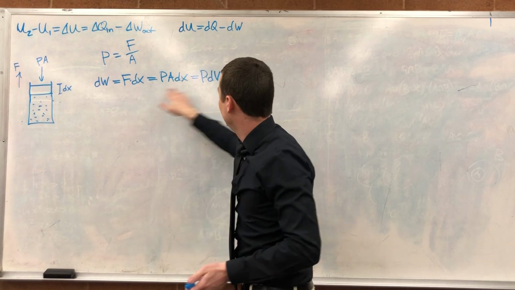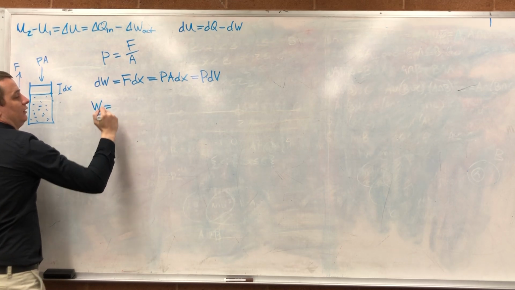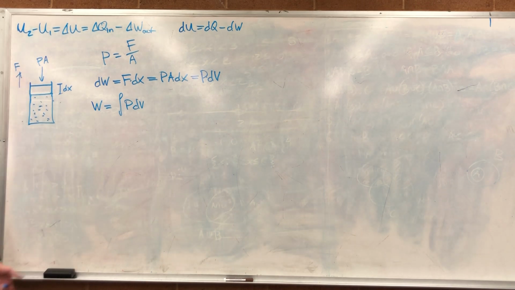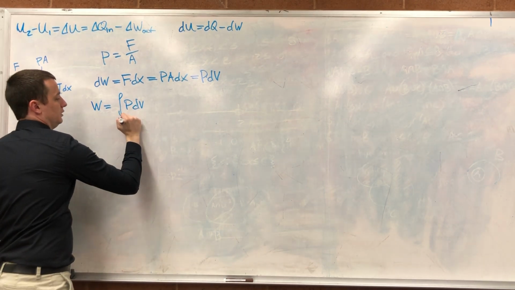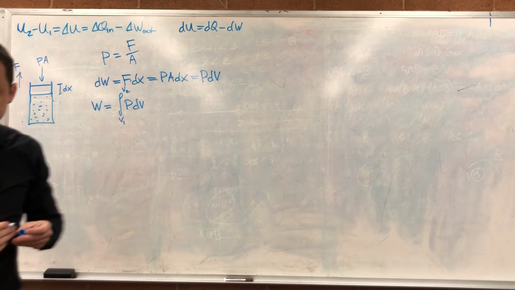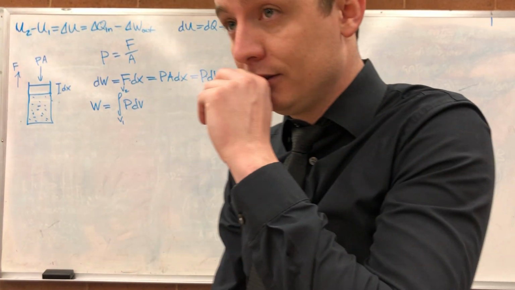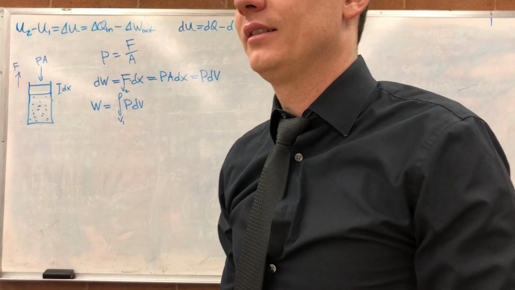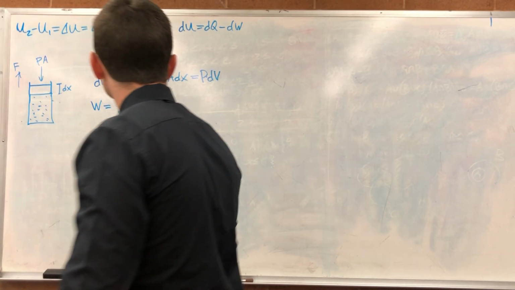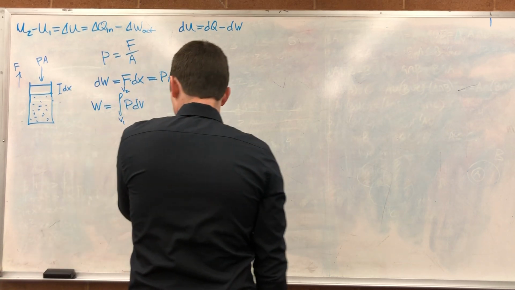Okay, so here's our dW. If we want to calculate the amount of work done in the system, work is equal to the integral of pressure, P dV, from volume 1 to volume 2. Make sense? V1 to V2 is your change in volume, right? Your initial volume, your final volume. So whatever your change in volume is.